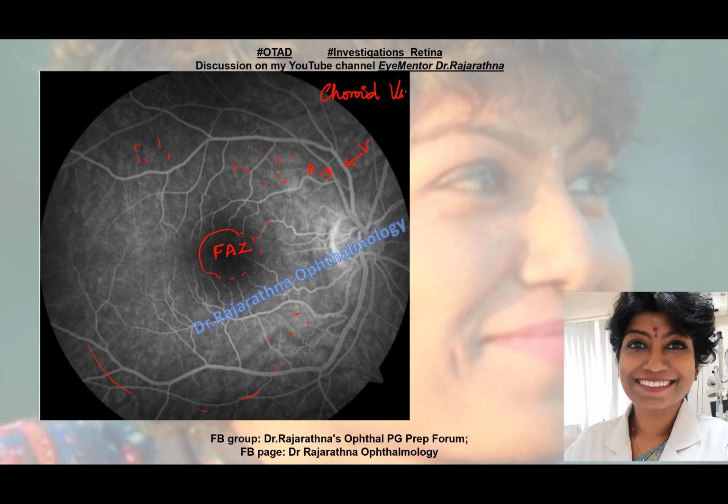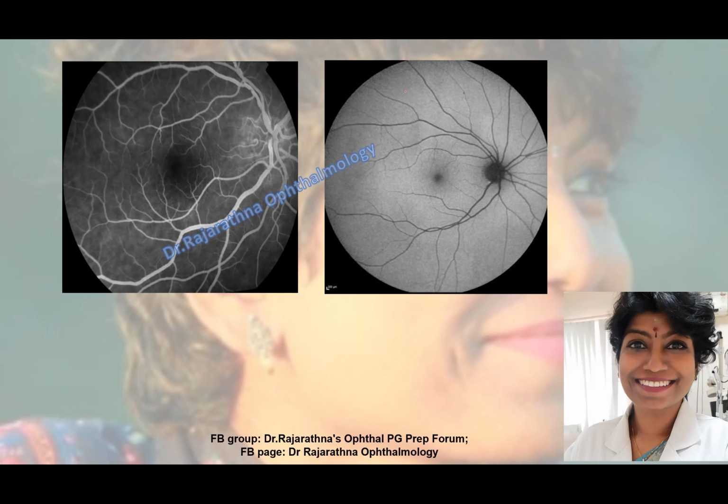Okay, now let's move on to see how to differentiate between FFA and FAF, that is autofluorescence. See here, you can see the dye. Okay, you can see the dye in the vessel, and if at all there's a leakage of the dye, you'll be able to see all that if there's any vascular anomaly.